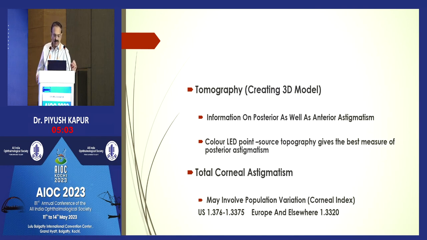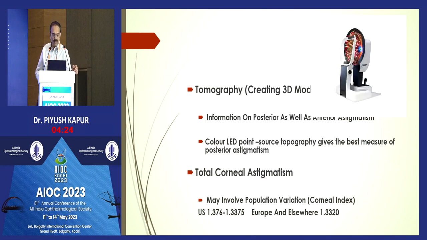The more accurate reading can be attained by tomography with an LED based light source, which can give the best possible posterior estimation of the astigmatism. And while dealing with astigmatism, now is the era that we deal with the total corneal astigmatism rather than talking about the anterior or the posterior separately. And this is based on the corneal index, which has been specified in Dr. Bhalla's talk also, that we need to be specific about what refractive index of the cornea we are taking, because this can also change our biometry or the alignment of the lens.